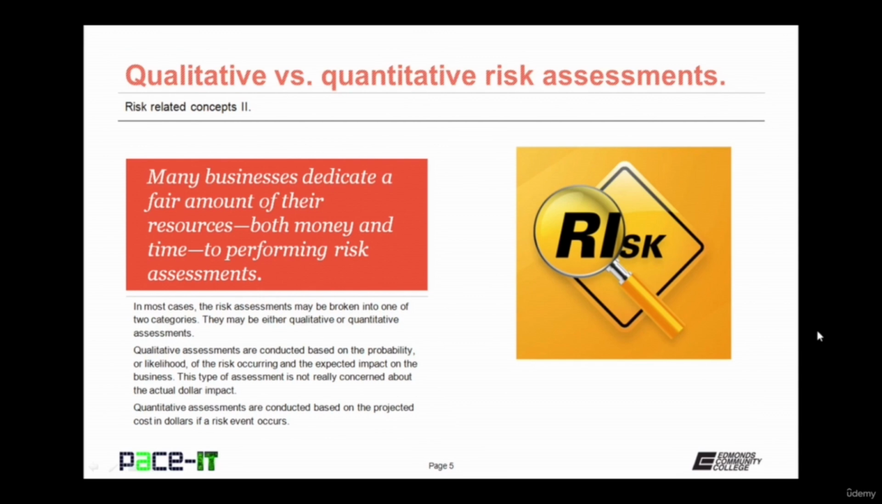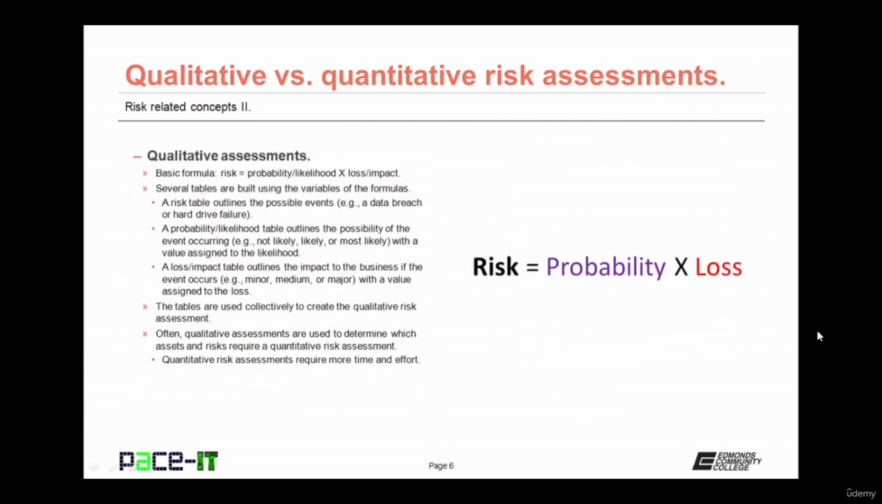Qualitative assessments are conducted based on the probability or likelihood of the risk occurring and the expected impact on the business. This type of assessment is not really concerned about the actual dollar impact, just about the likelihood that it's going to occur. Quantitative assessments, on the other hand, are conducted based on the projected cost in dollars if a risk event occurs. Now let's go into a little bit more detail.